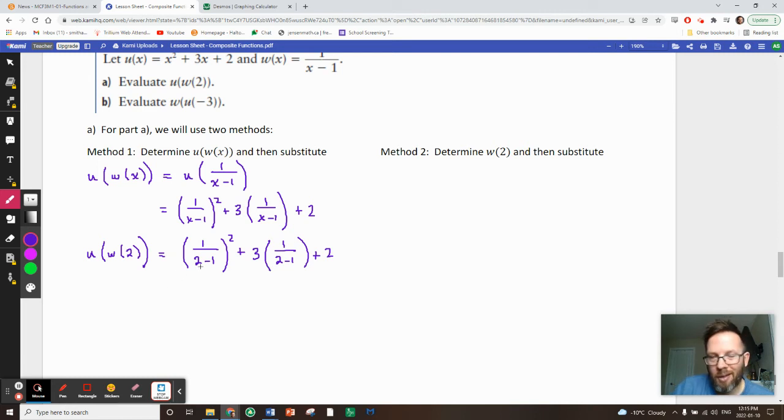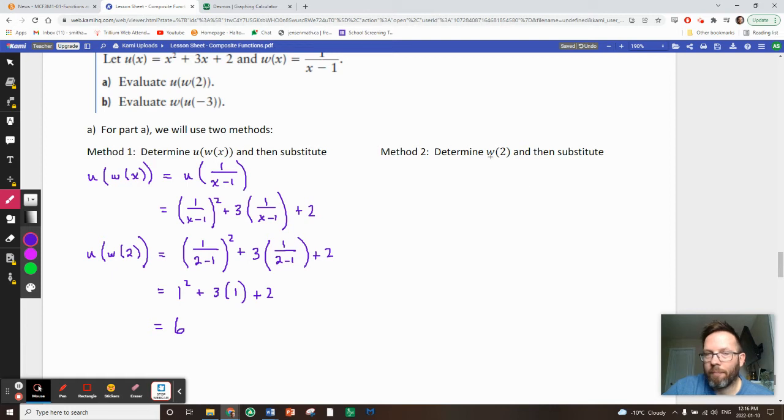2 minus 1 is 1, so we got 1 squared. 1 over 1 is 1. We also got 1 over 1 and plus 2. 1 plus 3 plus 2. We get 6. That's one way we could do it. Again, not necessary to simplify that composite function if our only goal is to substitute in a value.